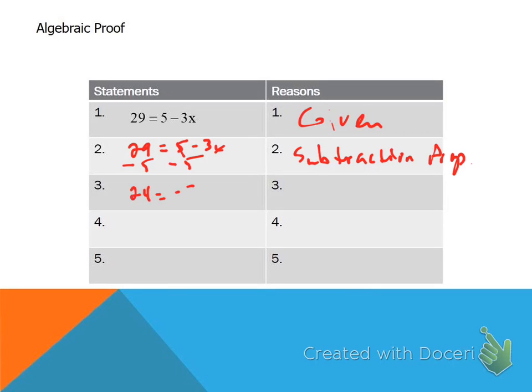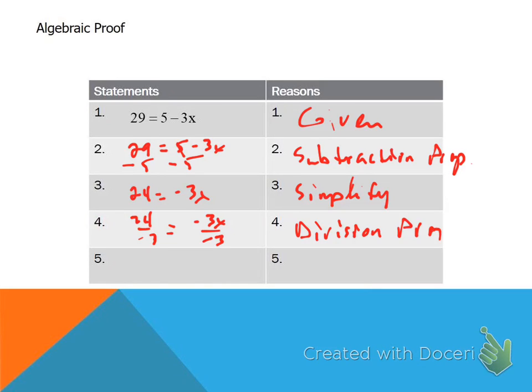We get 24 equals negative 3x. And then we would divide 3 into both sides. Since we're dividing, we're using the division property. If we were to multiply something into both sides, we would call it the multiplication property. And so x ends up being negative 8. We get that because we're simplifying. Okay?